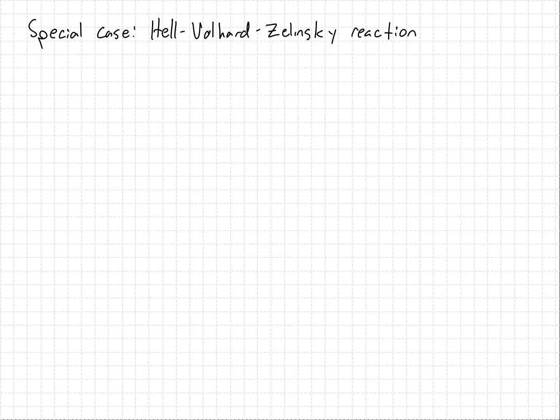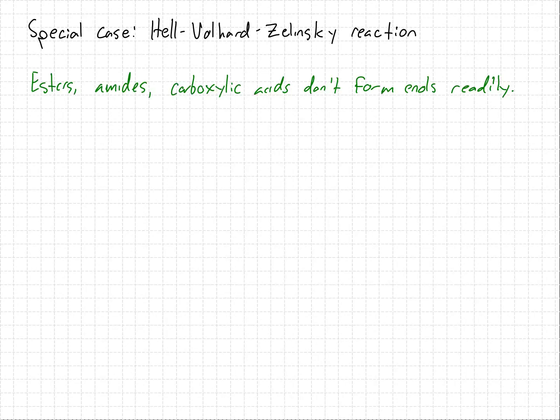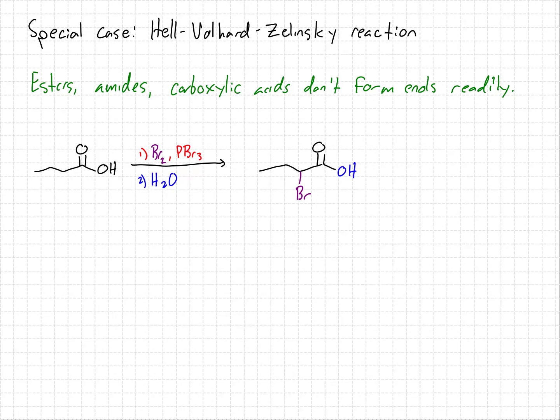There is a special case of this reaction which is known as the Hell-Volhard-Zelinsky reaction. One fact that we'll need to know as we continue through this chapter is that esters, amides, and carboxylic acids really do not form enols readily. So that means that if we want to take a carboxylic acid like this and brominate it at the alpha position, we need slightly different reaction conditions to overcome this problem. So in this reaction, we're treating our carboxylic acid with bromine and PBr3 in a first step, and then water in a second step.